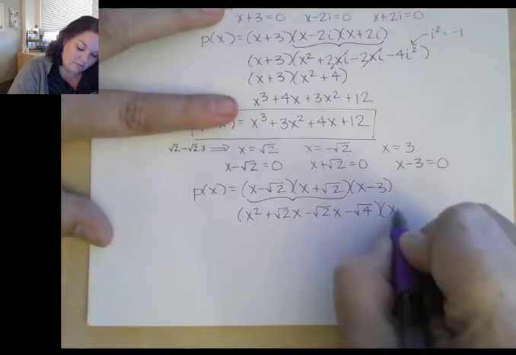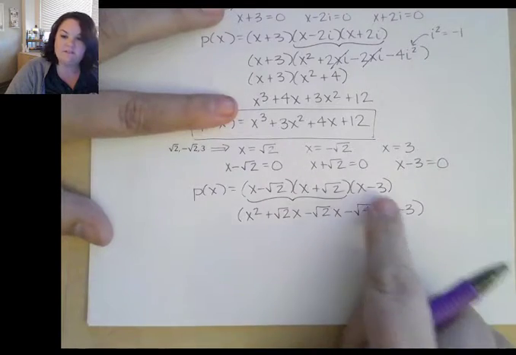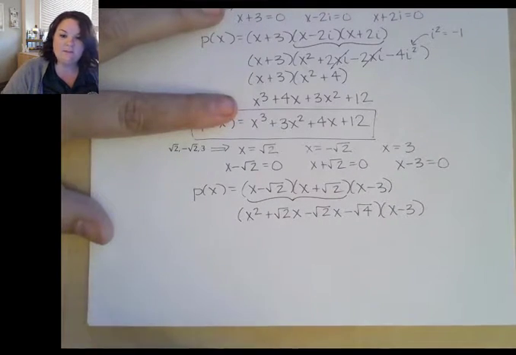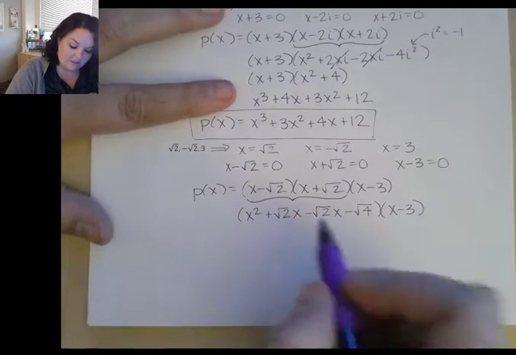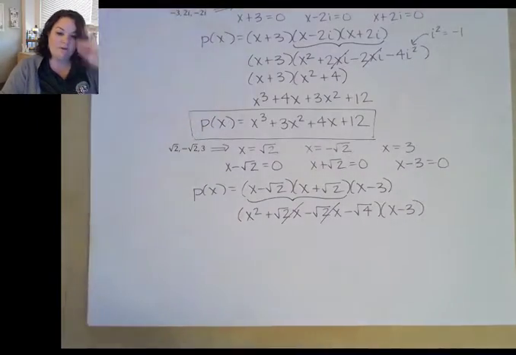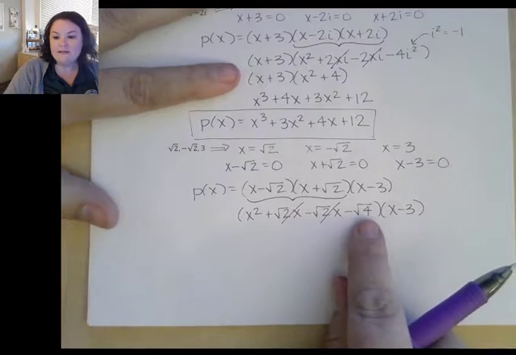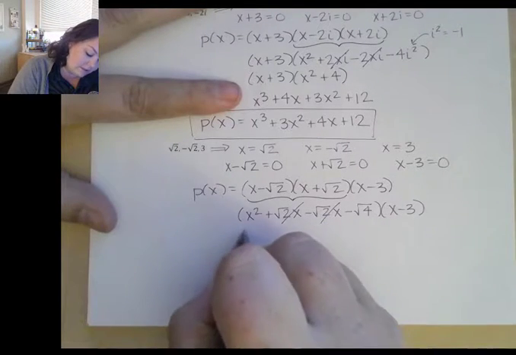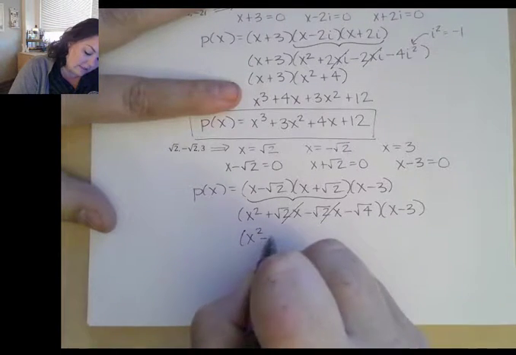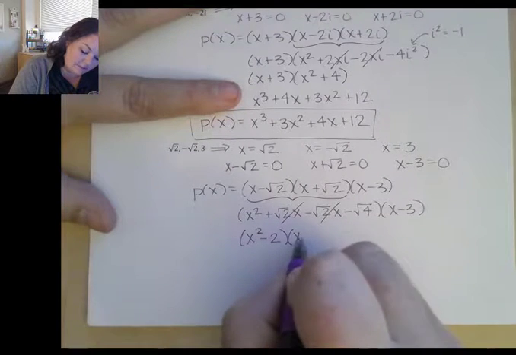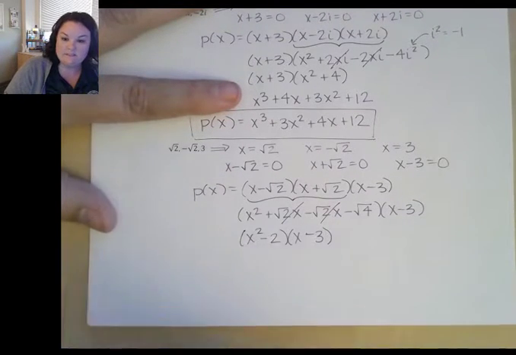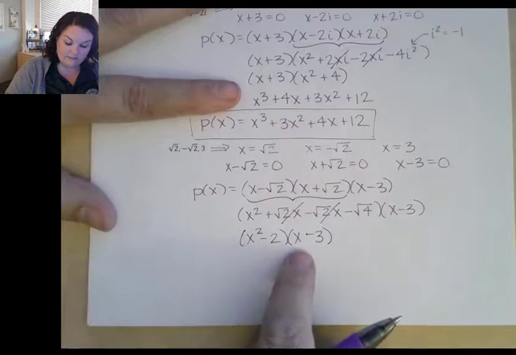And it's still being multiplied by this x minus 3 factor at the end. So again, I should have some simplifying to do. My square root of 2x terms are opposites, so those cancel out. And then I can simplify the square root of 4. This just becomes x squared minus 2 times that last factor, x minus 3. And then we just need to distribute it.